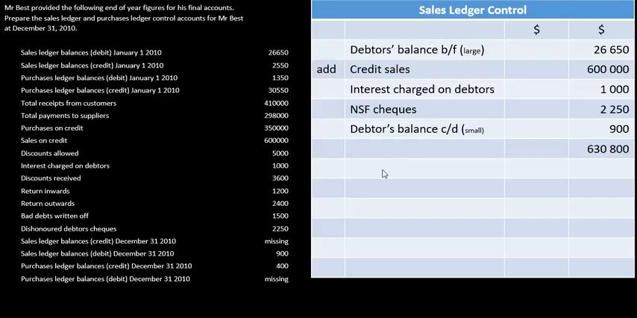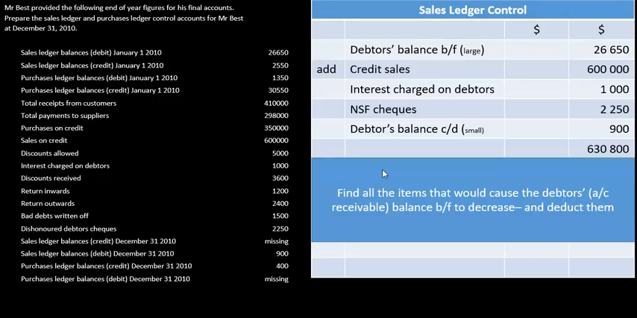And now we go to step number 3, which is to find out all the items that will cause the balance to decrease. Okay, so we looked at the ones that will cause it to increase just now. Now we want the ones that will cause the balance to decrease. And we're going to take them away. So what will cause the debtor's balance to decrease? Well, if the debtors pay you some money, so the receipts from the customers, that will decrease the balance.